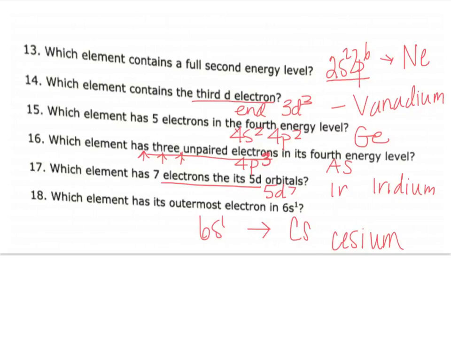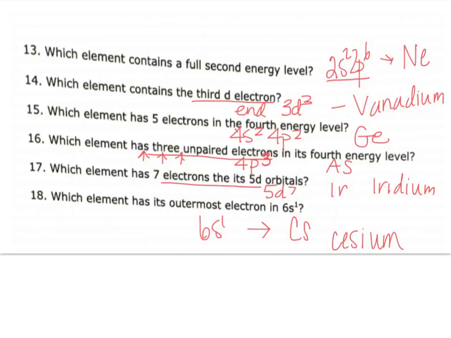Question 14 says, which element contains a third d electron? So what that means is, actually it could have been a couple of things. A third d electron, we're going to say it's 3d3 because that's the first one we get to, but that question should have been more specific and tell us what energy level. So we're just going to assume that it's the first energy level that a d shows up in, and that would be vanadium. Which element would have 5 electrons in the fourth energy level?